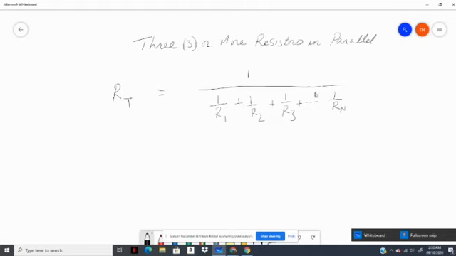An alternative way of stating the formula is this. We can also write 1 on R total is equal to 1 on R1 plus 1 on R2 plus 1 on R3 dot dot dot 1 on Rn. Okay, all right. So let's do an example.